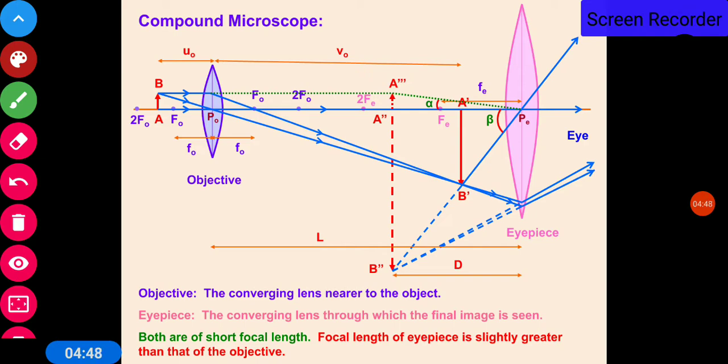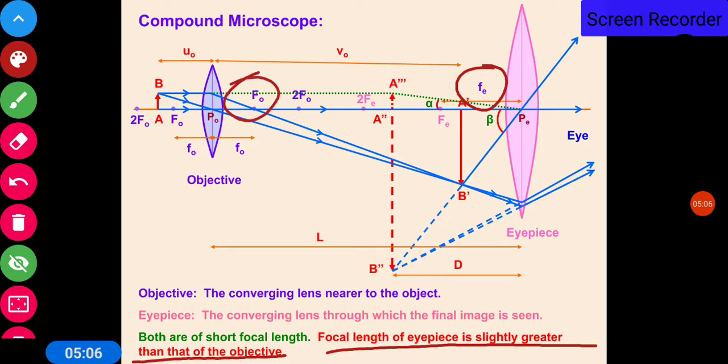The focal length of the eyepiece is slightly greater than that of the objective. Listen again: the focal length of the eyepiece is slightly greater than that of the objective. In the ray diagram, you can also see Fe, the focal length of the eyepiece, and Fo. In making the ray diagram, it has also been kept in mind that Fe is greater than Fo.